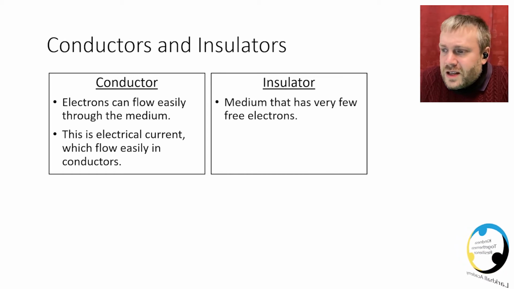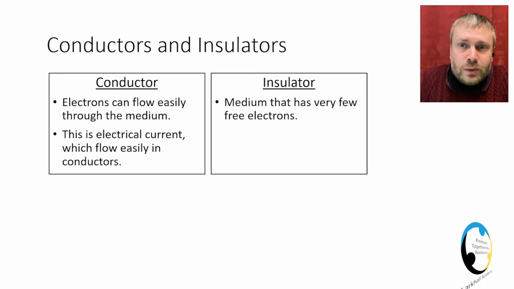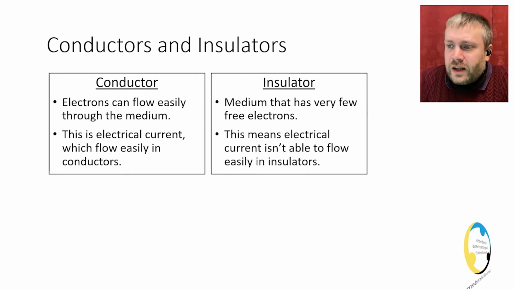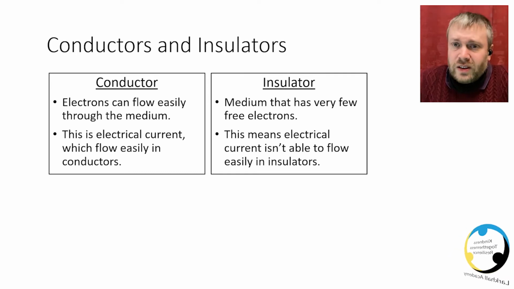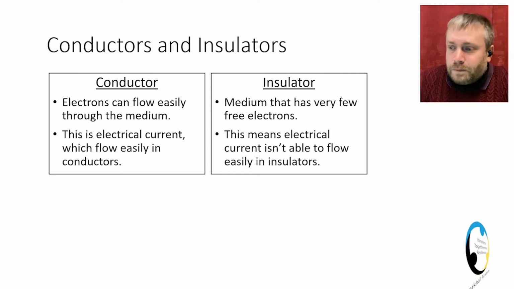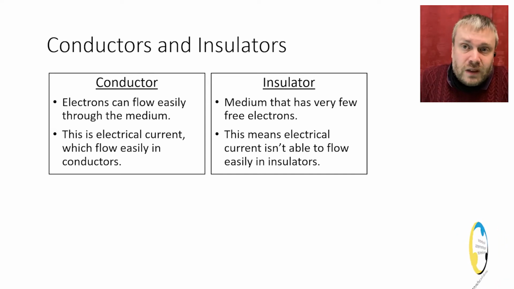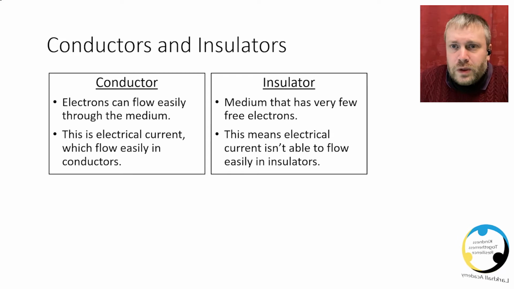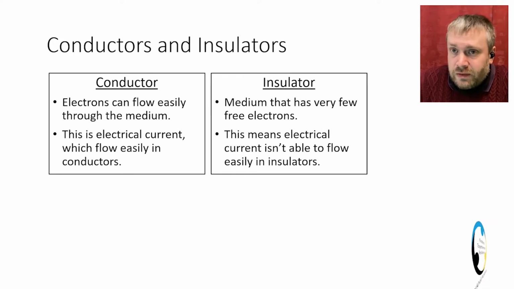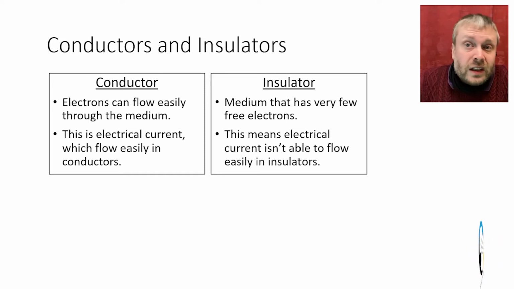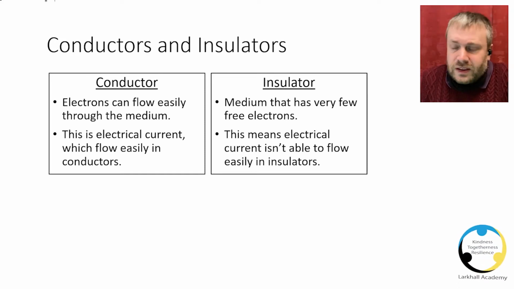Insulators, on the other hand, the electrons aren't free to move easily in the medium. So it's got very few free electrons, and because these electrons are quite tightly bound, the current isn't able to flow easily in insulators. I will say it isn't impossible for it to flow. We do see situations in our everyday life where electrical current will flow through an insulator. The problem is it tends to destroy the insulator in the process, which is kind of why they're insulators.